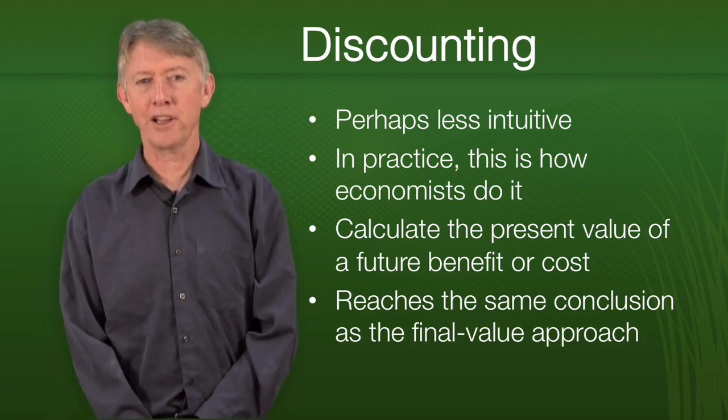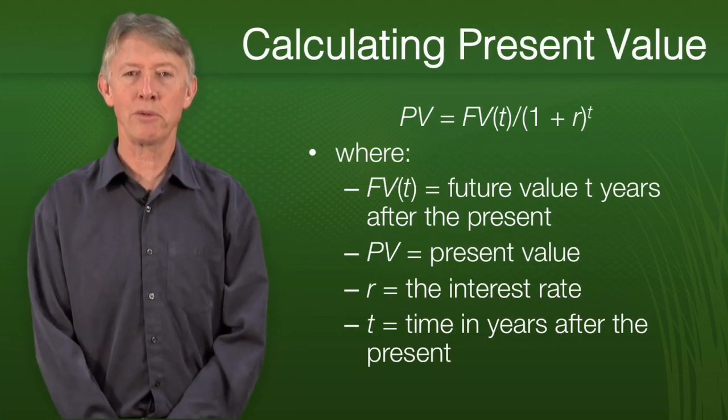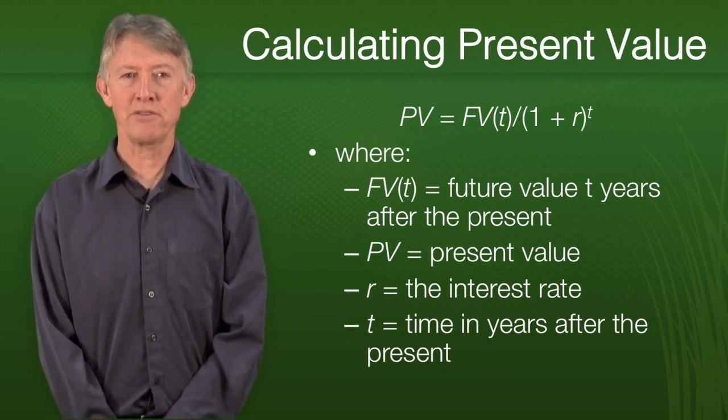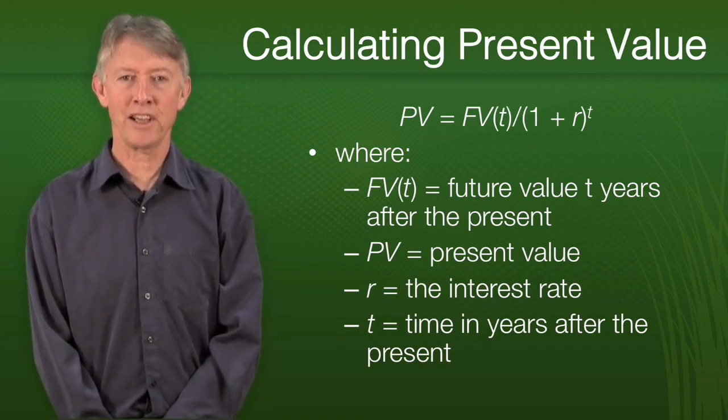Okay, there's a formula for calculating the present value, and it's just the converse of the formula we saw for future value. The present value equals the future value divided by 1 plus r to the power of t, the time frame. So it's very similar, it's just been switched around so that we've got present value on the left-hand side this time.